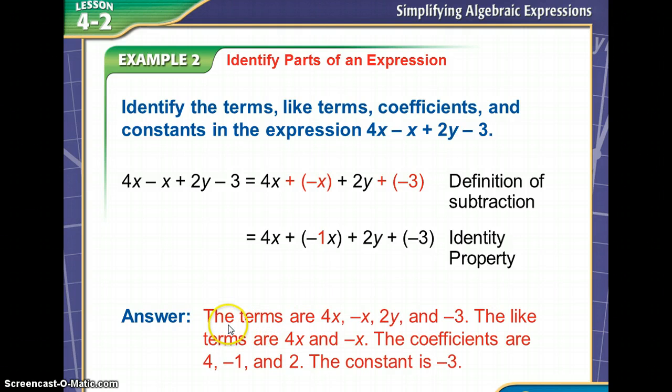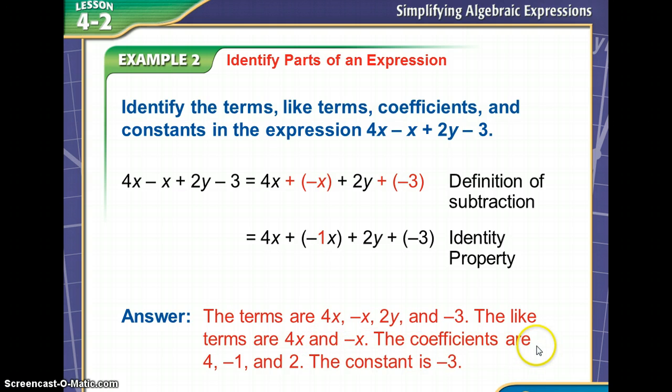Okay, so here you go. First thing you had to do was identify the terms. They are 4x, minus x, positive 2y, and negative 3. Now when we go back and look to see what the like terms are, they were only 4x and negative x, or negative 1x, because they both have an x variable in them.